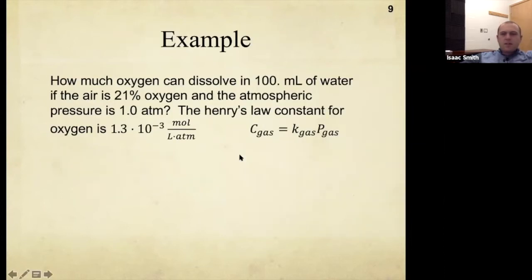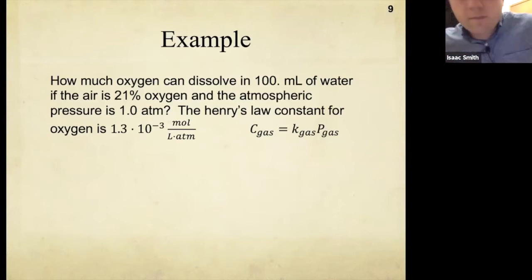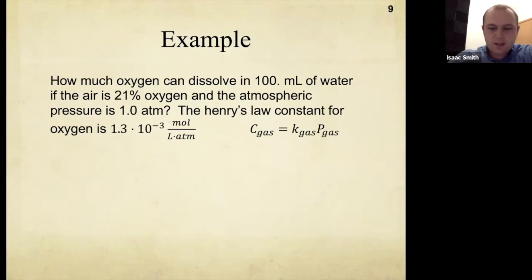So let's see how that would look in an example. If you want, you can pause the video and try this on your own before we go over it. All right, let's do this. How much oxygen can dissolve in 100 milliliters of water if the air is 21% oxygen and the atmospheric pressure is 1 atmosphere? The Henry's law constant for oxygen is 1.3 times 10 to the negative third moles per liter atmosphere.